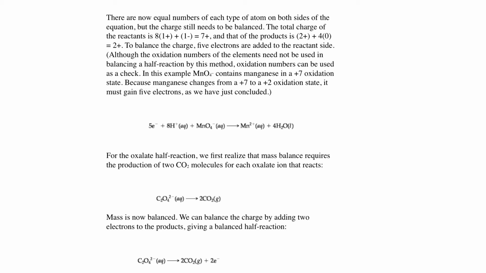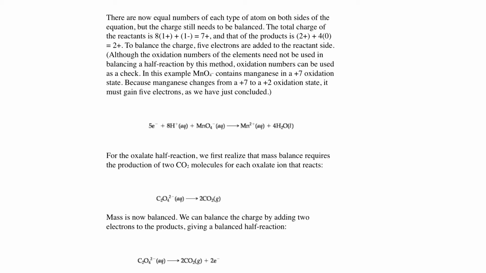There are now equal numbers of each type of atom on both sides of the equation, but the charge still needs to be balanced. The total charge of the reactants is 8 times 1 plus -1, yielding plus 7, and that of the products is plus 2 plus 4 times 0 equals plus 2. To balance the charge, 5 electrons are added to the reactant side.